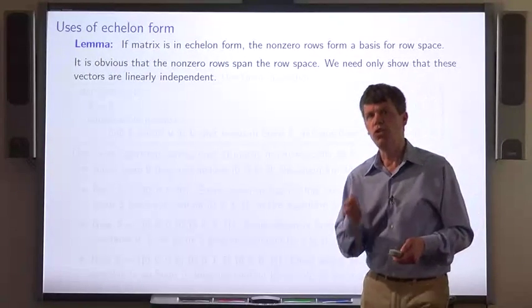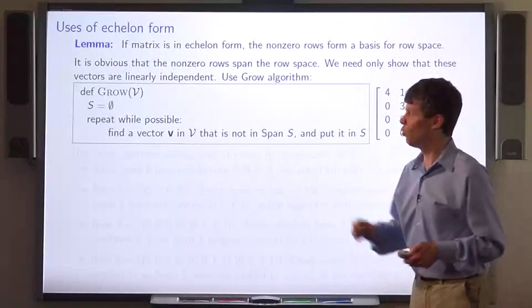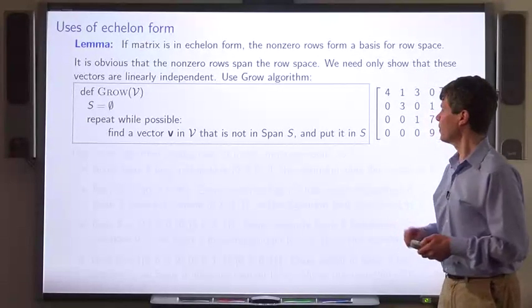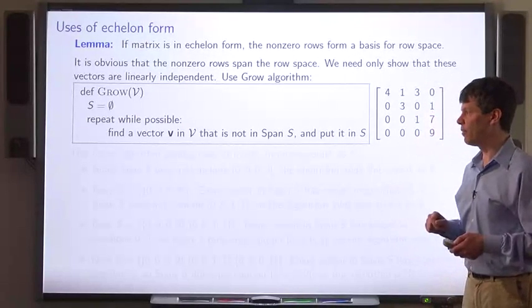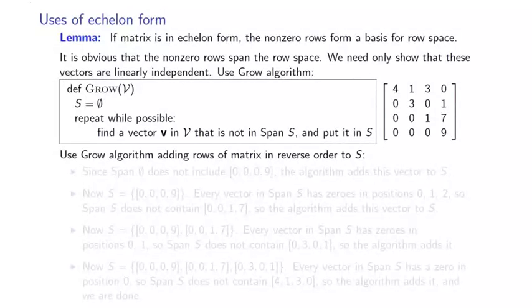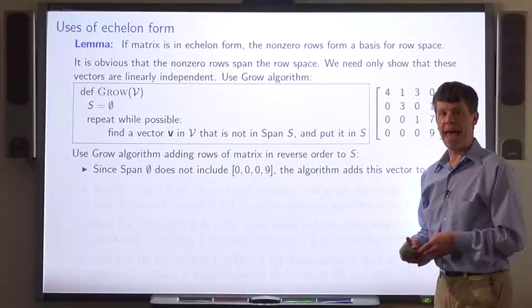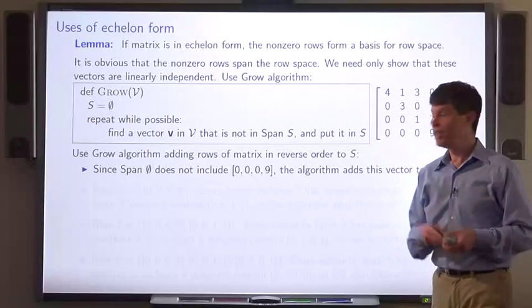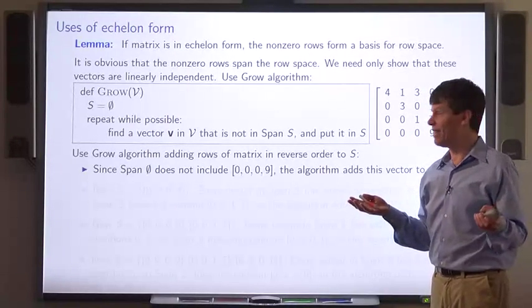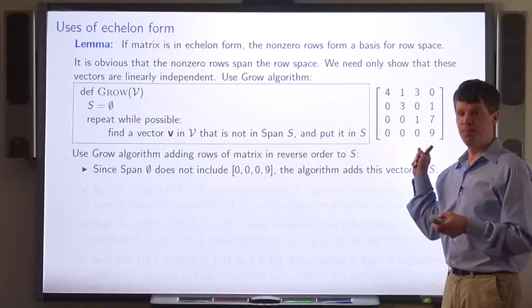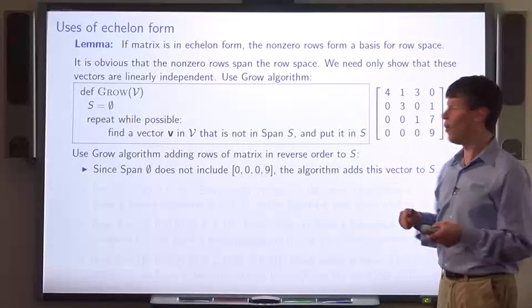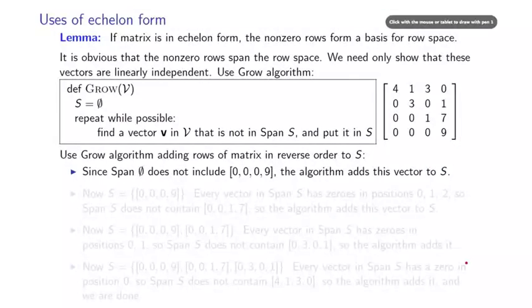And to do that, we'll use the GROW algorithm. So remember the GROW algorithm. Let's try it out on this matrix, adding the rows in reverse order. Initially, S is the empty set. The algorithm considers adding the last row. Now, since the span of the empty set doesn't contain this row, the GROW algorithm will go ahead and add it.